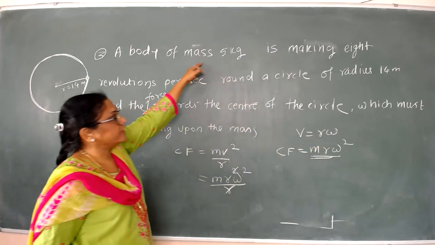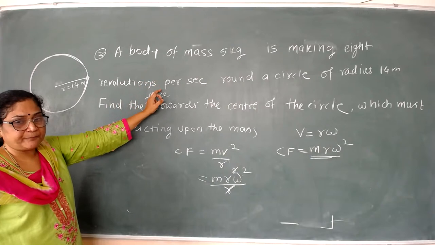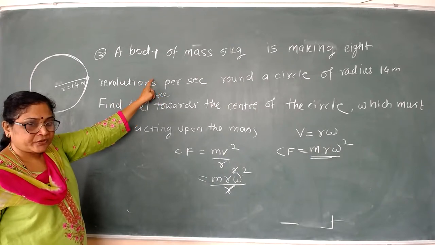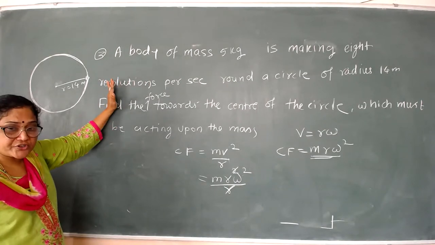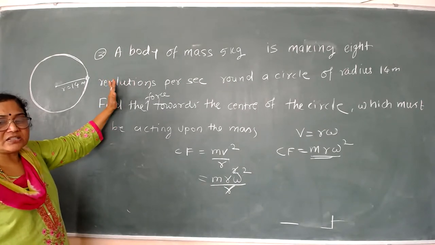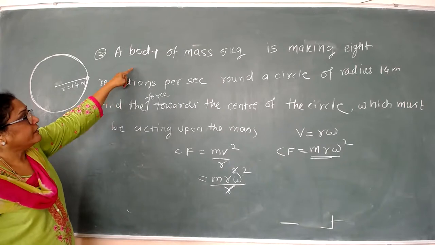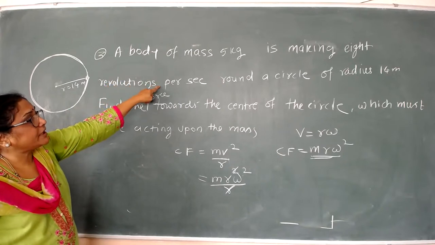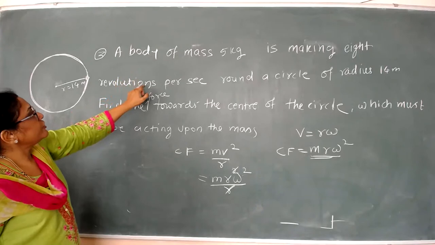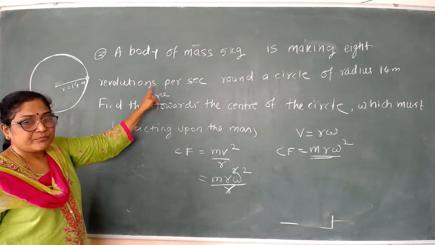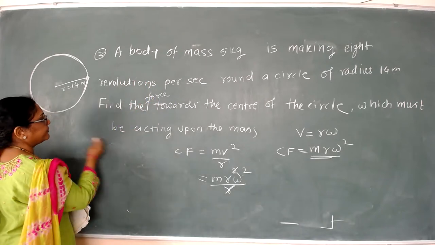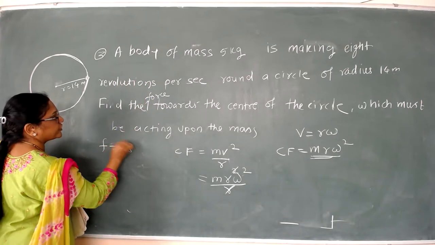And in this question, angular velocity is not given. Frequency is given. What is the meaning of frequency? The number of rotations given per second is known as frequency. Then, how many rotations are made by the body per second? Revolutions per second. Making 8 revolutions per second. Means in this, F is given. That F is equal to 8.